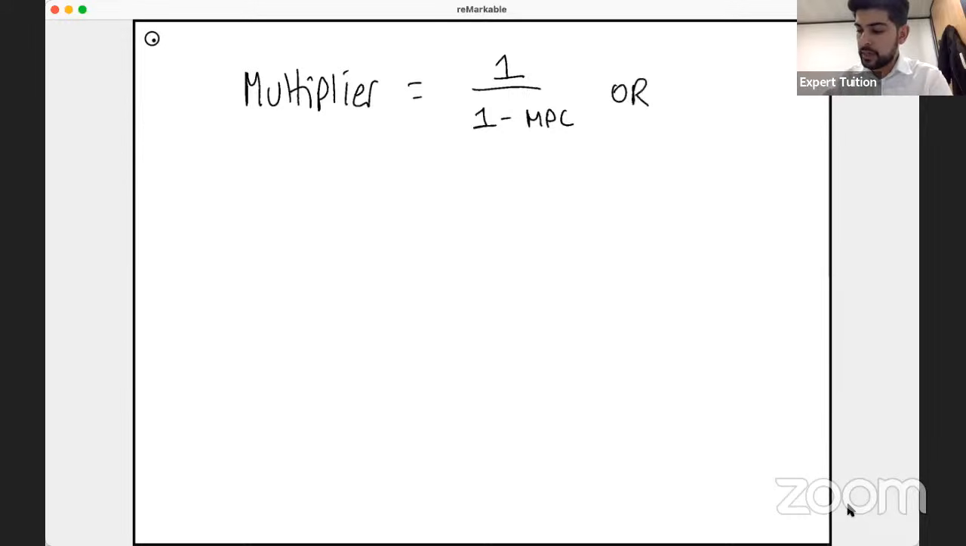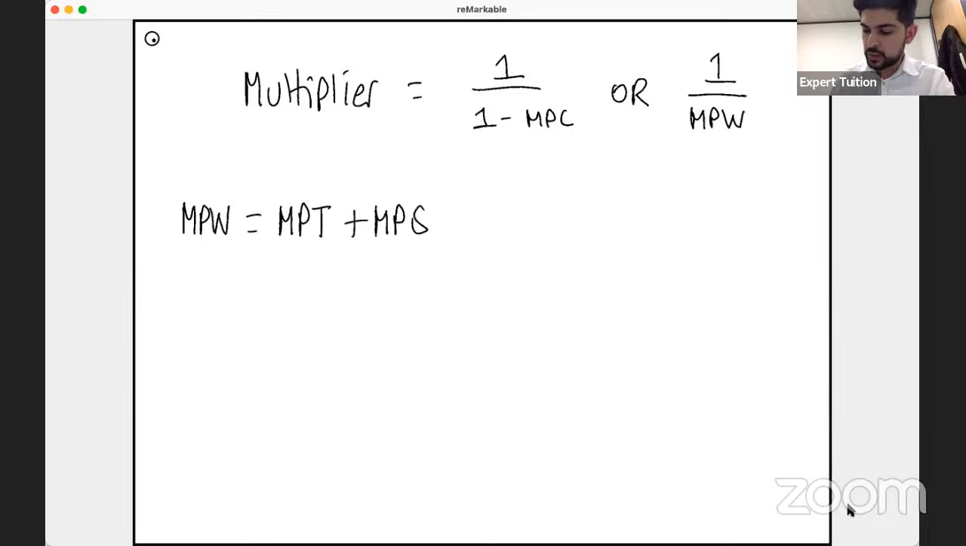It is also the same as saying 1 over MPW, the marginal propensity to withdraw, okay? Just want to have a quick word about this to make sure this makes sense in terms of logic. The marginal propensity to withdraw is made up of 3 things. It's made up of the 3 leakages or withdrawals from the circular flow of income. So MPW is equal to the marginal propensity to tax, the marginal propensity to save, and the marginal propensity to import. Okay, so for every additional unit of income you earn, how much of it goes in the form of tax to the government? How much of it do you save and not spend within the circular flow of income? And how much of it do you spend on things from abroad, imports?